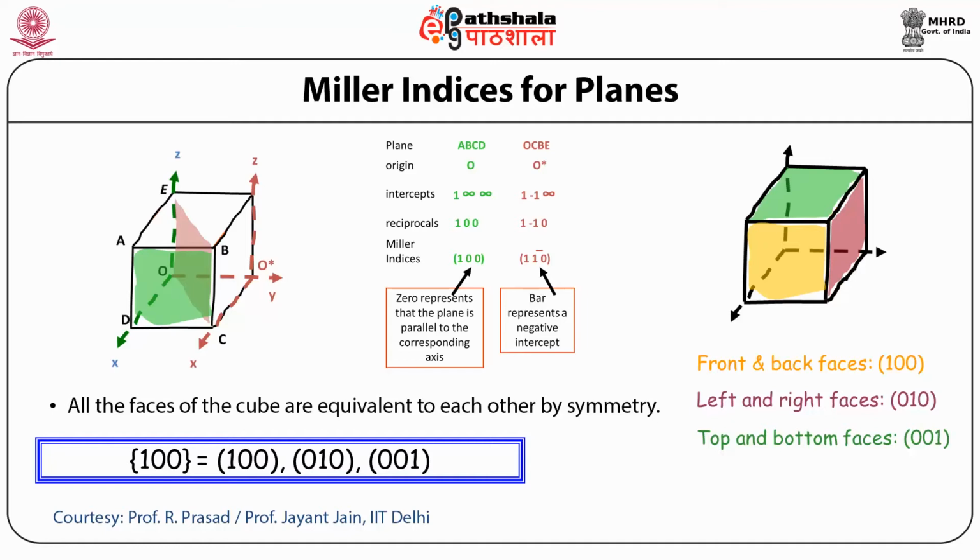Now you can see on the right side of the figure, the yellow planes, that is the front and back faces, which are parallel to each other, are (1 0 0) planes. The purple color, that is the left and right faces, are (0 1 0) planes, and the green color, corresponding to the top and bottom faces, has the Miller indices (0 0 1). Now let me recall that the curly bracket {1 0 0} is equivalent to (1 0 0), (0 1 0) or (0 0 1).